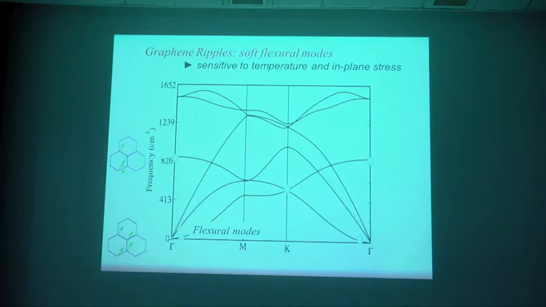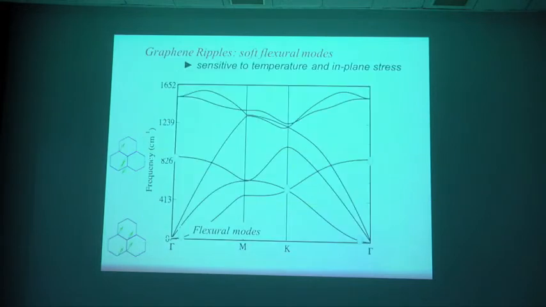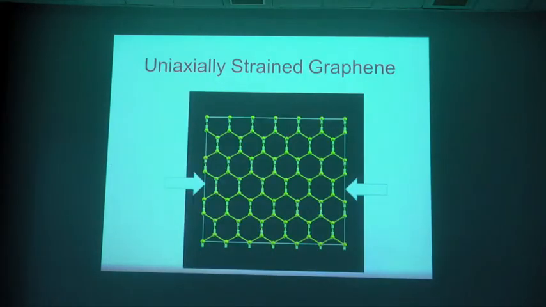But one very peculiar thing you see here is this lowest frequency branch, flexural phonons. These are called flexural phonons because they involve displacement of carbon atoms in the direction perpendicular to the plane of graphene. So they give rise to ripple formation in graphene, okay? And you will see now what happens to graphene if you apply compression. Here I showed you soft phonons which dominate the response to an electric field. Now we are going to see what happens to the response of graphene to applied stress. So this is what we do. We apply a compressive stress to graphene from two sides and ask what happens.